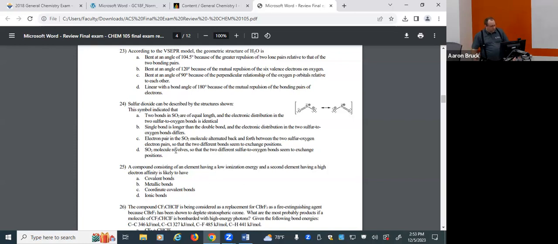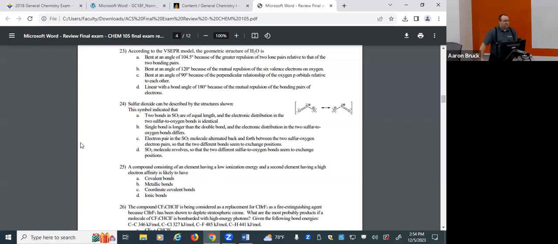And so, if we look at each of the ones after this individually, we can start to pinpoint why they're wrong in that context. So letter B, the single bond being longer than the double bond, the electronic distribution being different. That would be the case if this wasn't resonance. If there was no resonance there, that's exactly what we would expect to see.